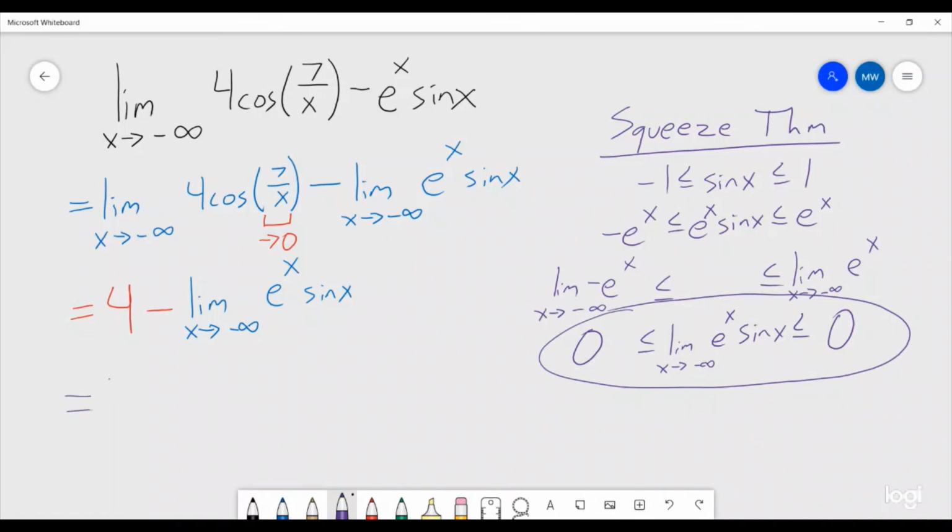So we are left with just 4 minus 0, so this is going to 4. And this is how you would show that on a test. This is the work you would need to do, and you'd need to reference the squeeze theorem to get full credit.